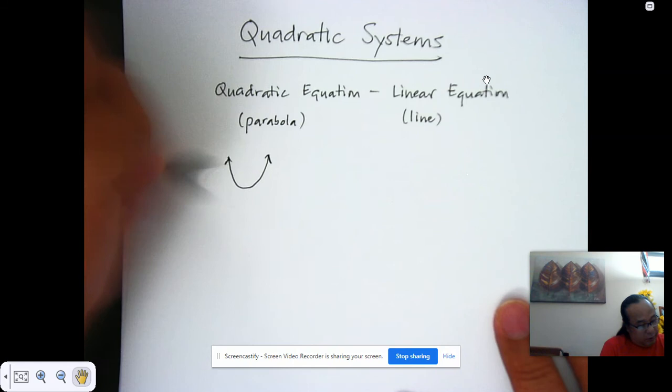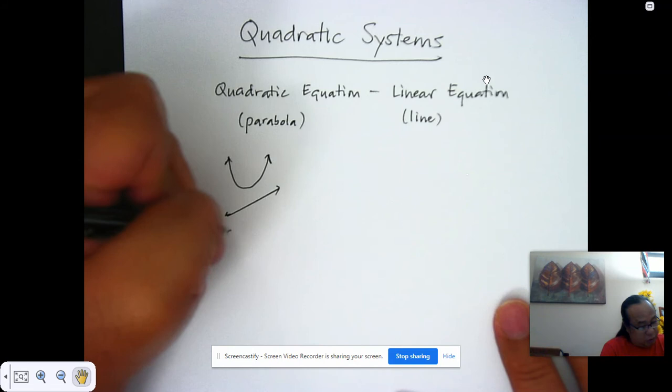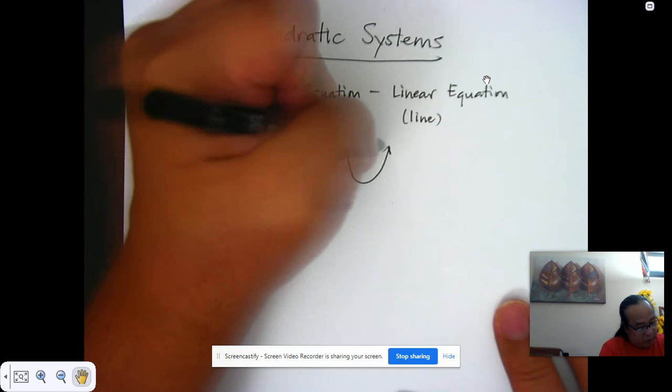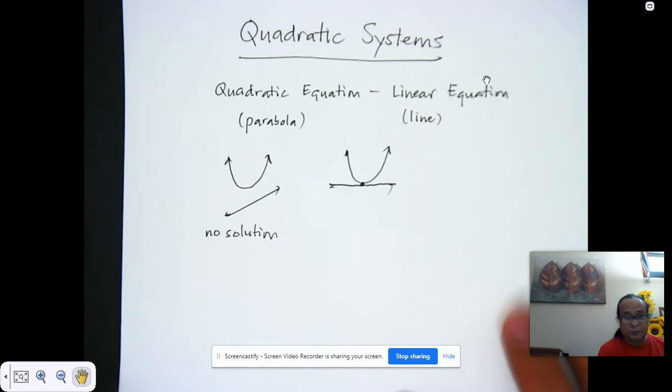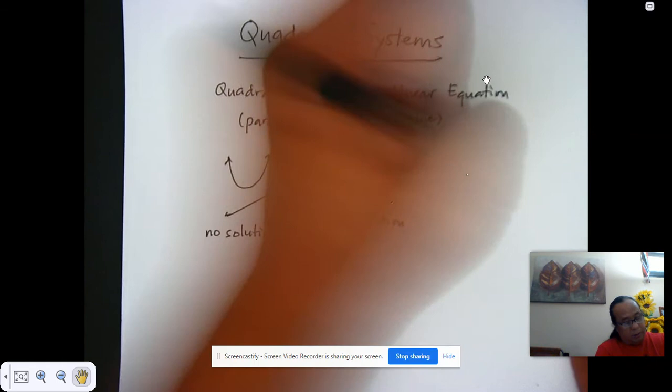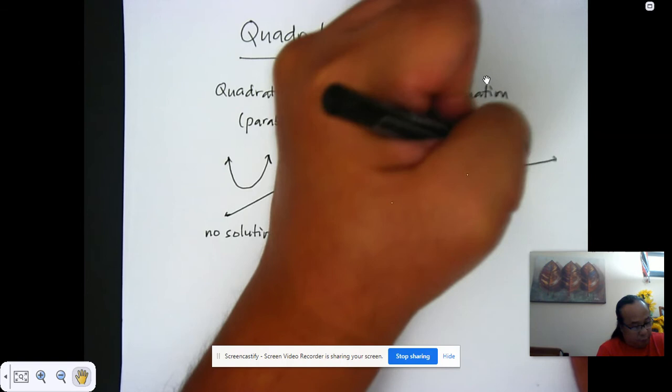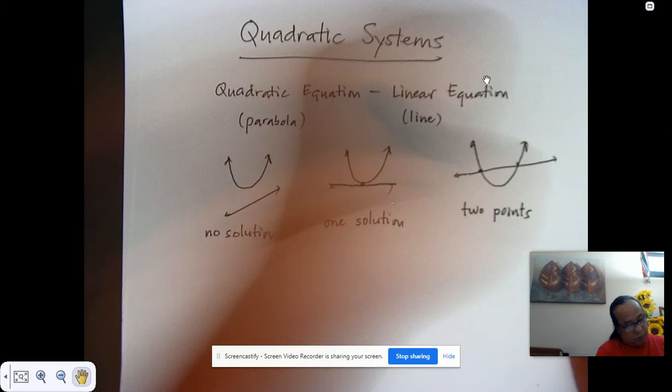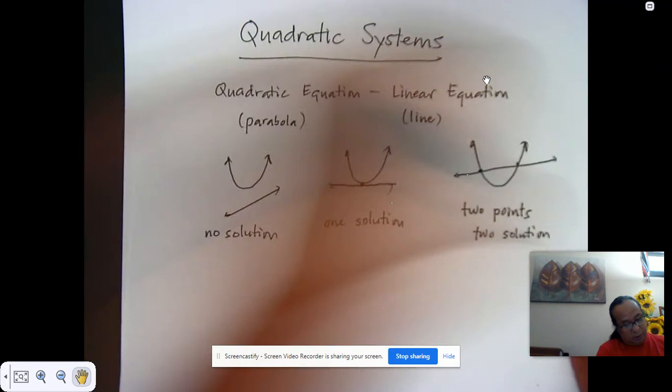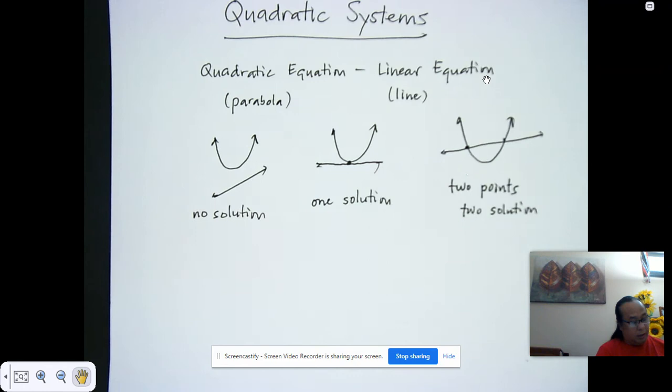First, it could be that there is no solution. They don't intersect, which means no solution. Or there could be one solution. They intersect at exactly one point, just like this. Or the parabola and the line intersect at two points, just like this, so two points, which means two solutions. For this case, we're going to solve equations that combine linear equations with quadratic equations, and then find a particular solution.